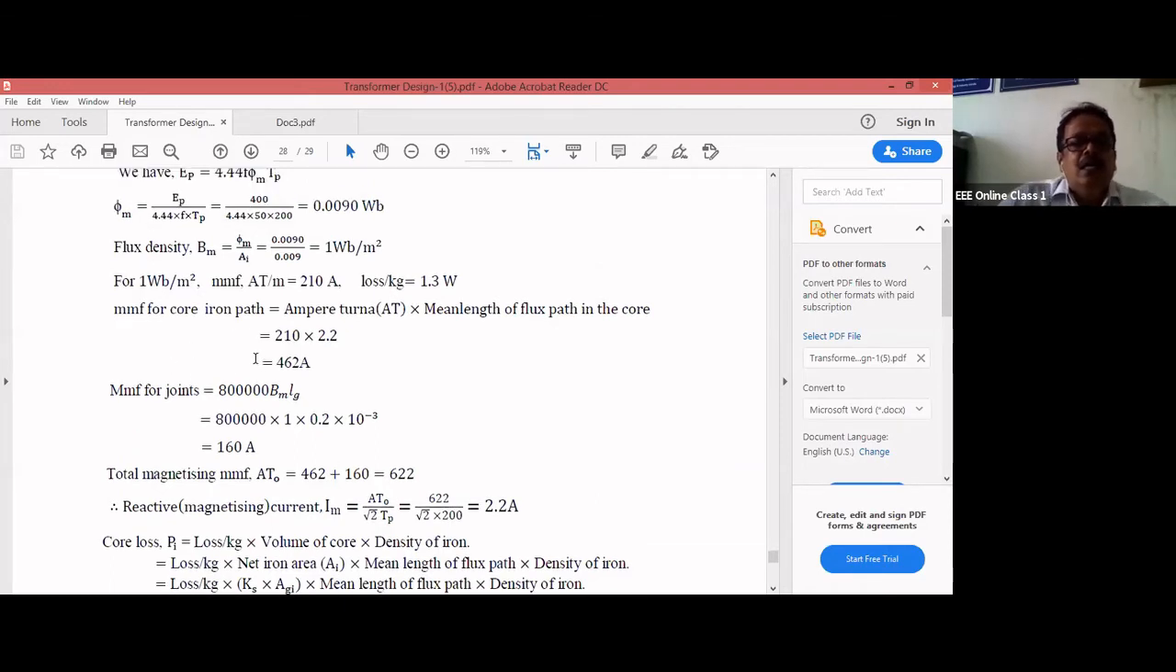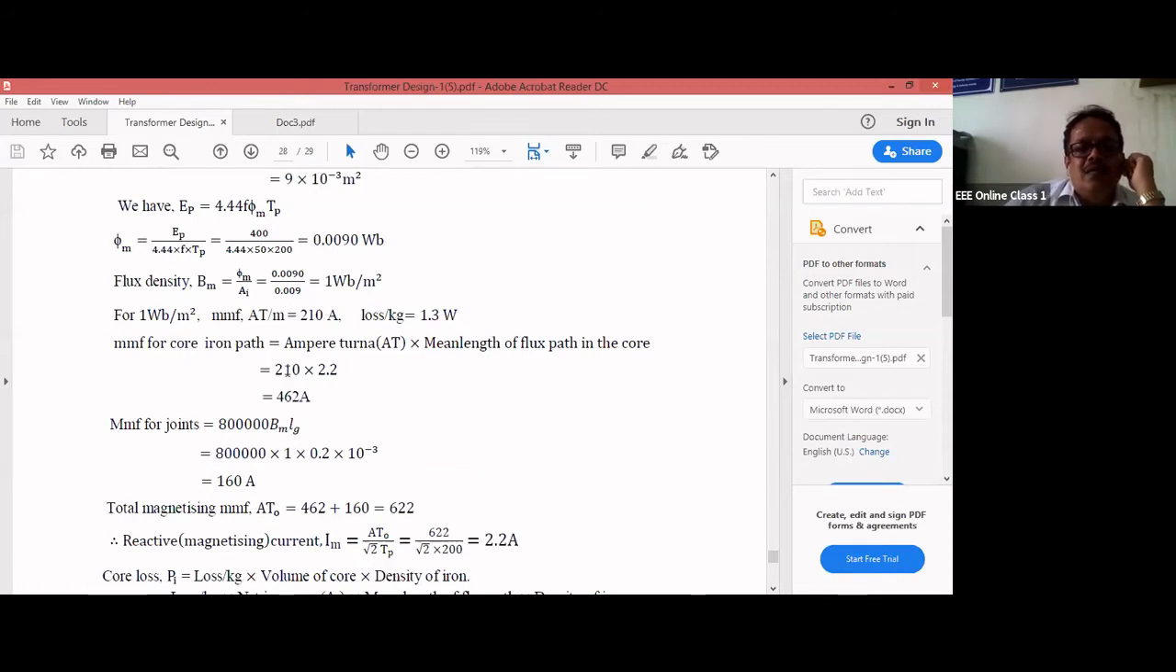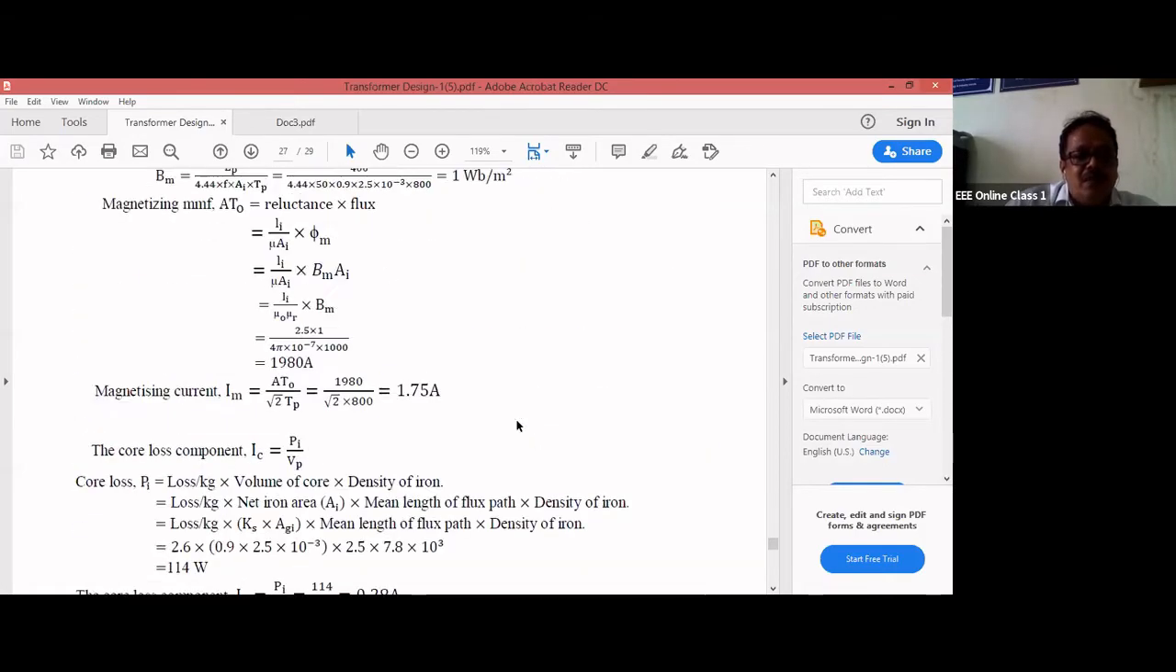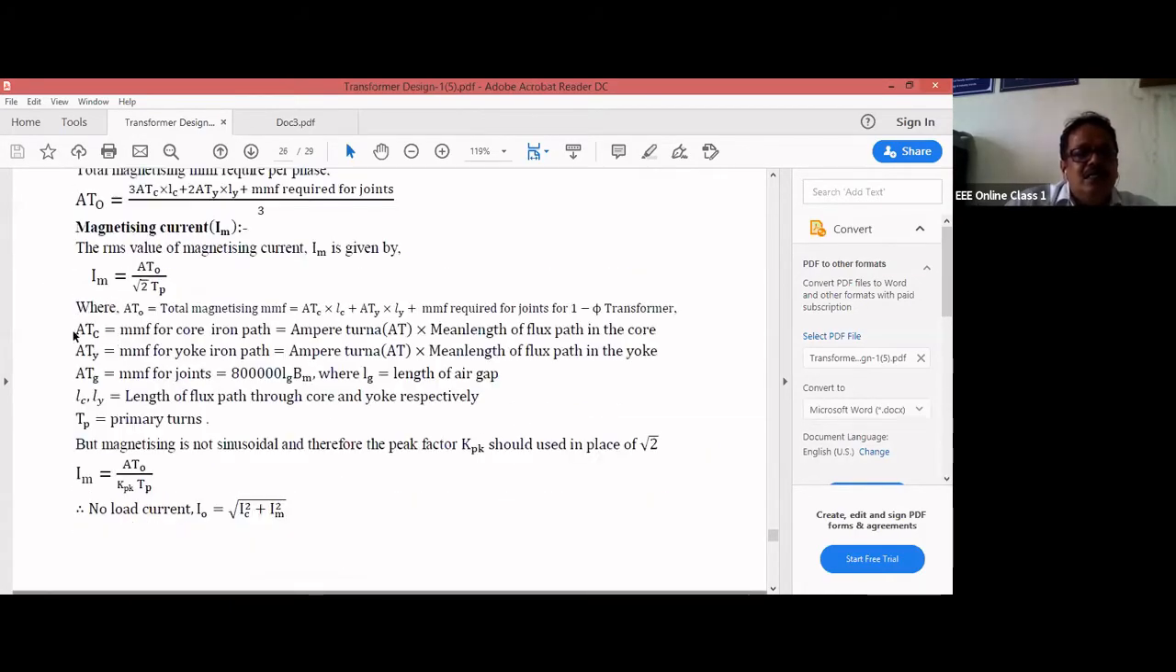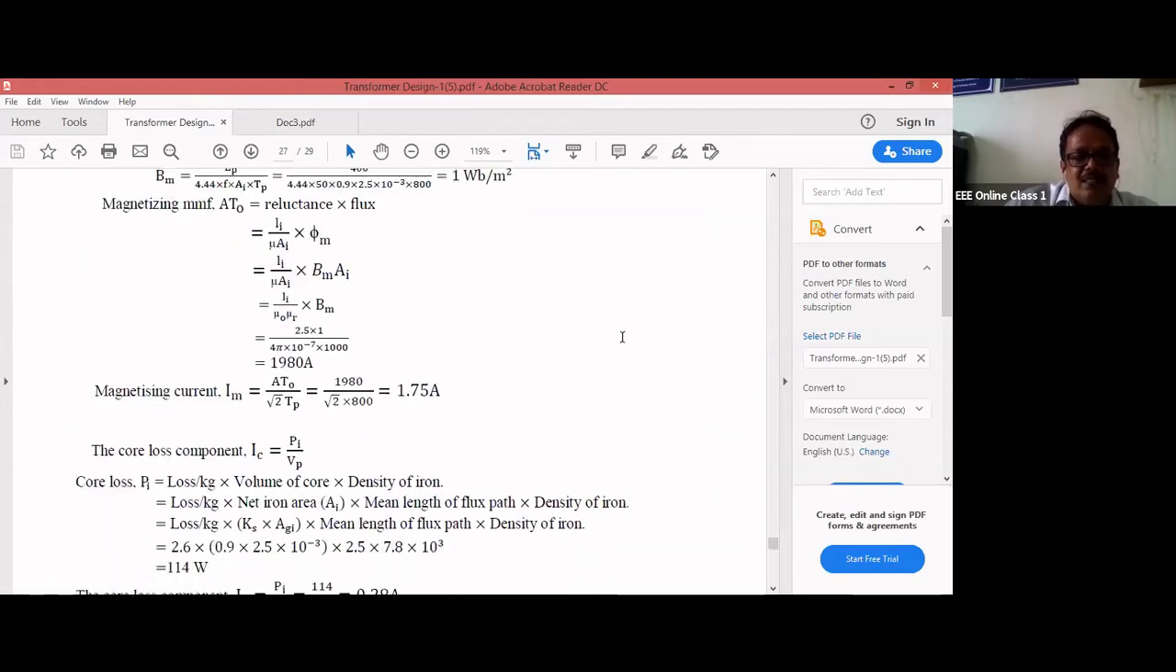So AT0 is nothing but your ATC plus ATY. ATC means ampere turns of the core plus ampere turns of the yoke. Suppose some data is given regarding the yoke and ampere turns of the joints. Okay, let us calculate the ampere turns of the core. MMF for the core iron path is equal to ampere turns per meter into mean length of flux path. That is the formula we told during the theory. So ATC is nothing but ampere turns into mean length of flux path.